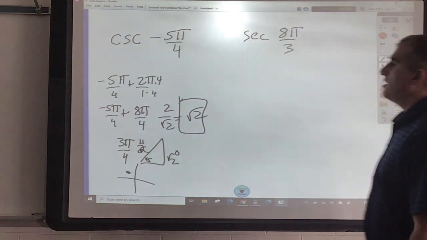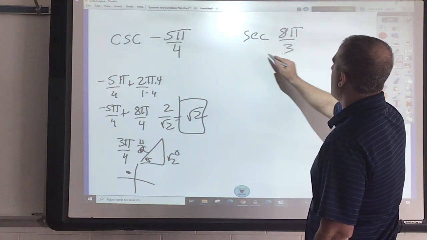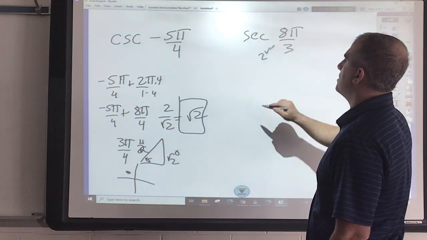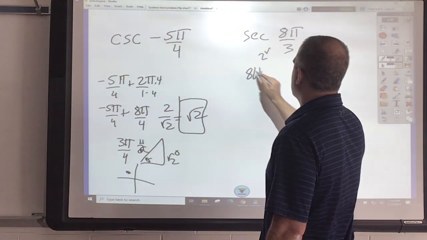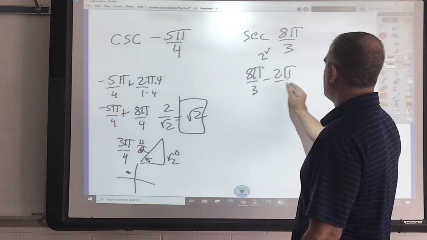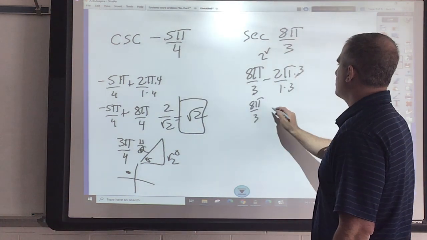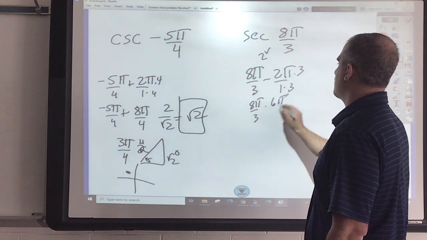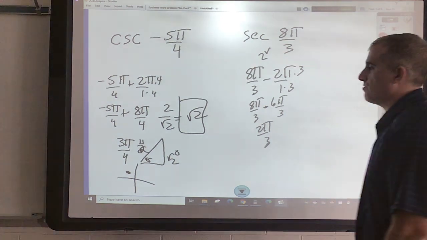Now this one, that's got to be quadrant 4. The problem is, how many times does 3 go into that? It goes in more than 2, so I'm going to have to subtract by 2 pi. Once again, you get a common denominator. I'm going to have to multiply by 3, so that's going to be 6 pi over 3. If I subtract that, that's 2 pi over 3.